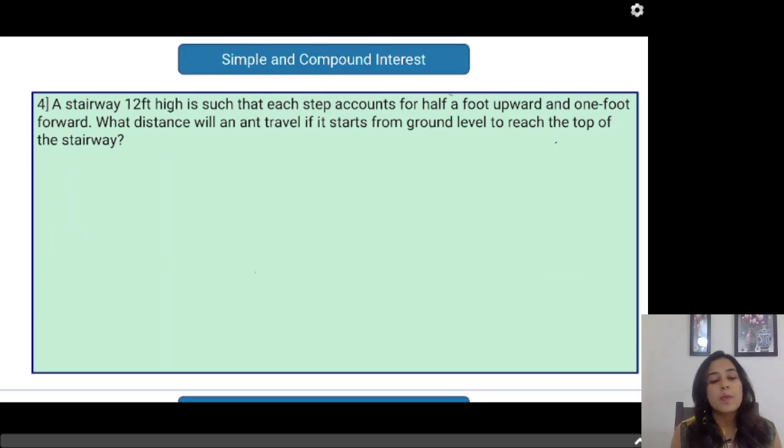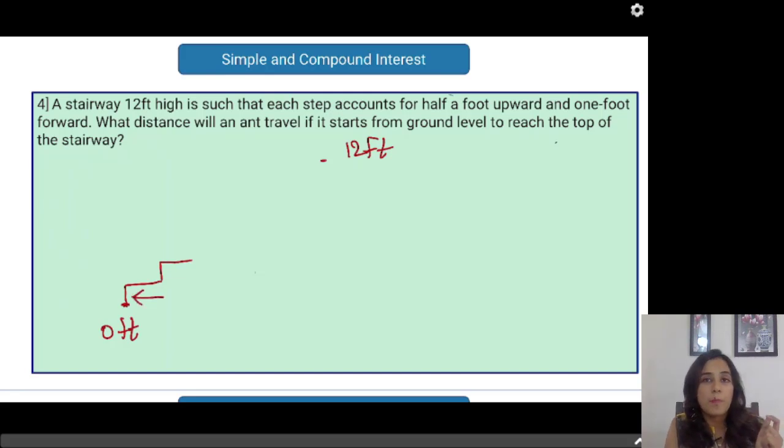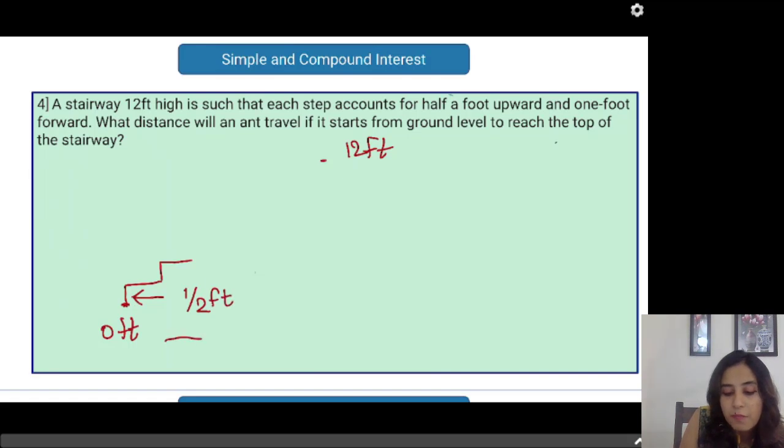Alright, so in this particular problem, we are given that there is a stairway an ant has to reach from the 0th feet to the 12th feet, and there is a stairway which is taking it to that particular height. For the stairways, each step consists of an upward and a forward step. The upward step is half a feet, and the forward step is 1 foot.